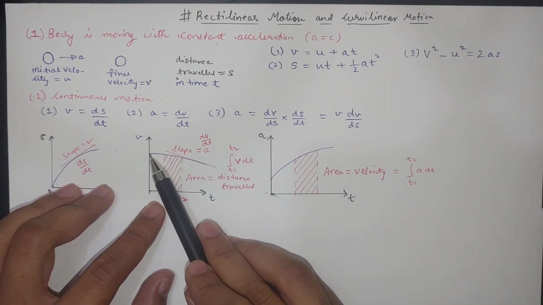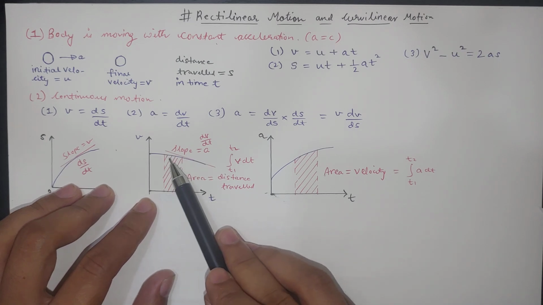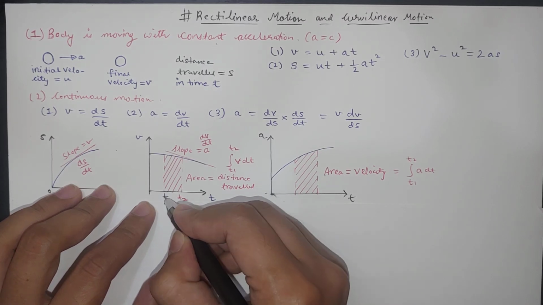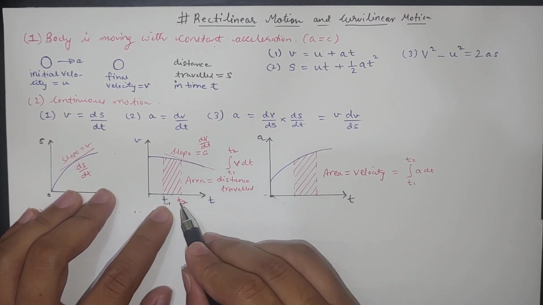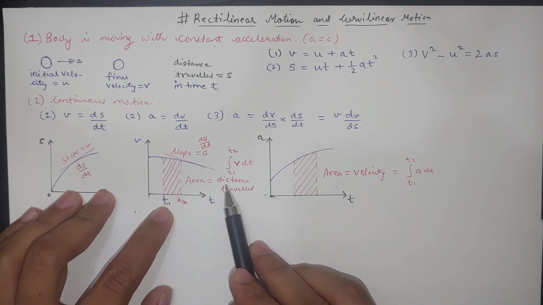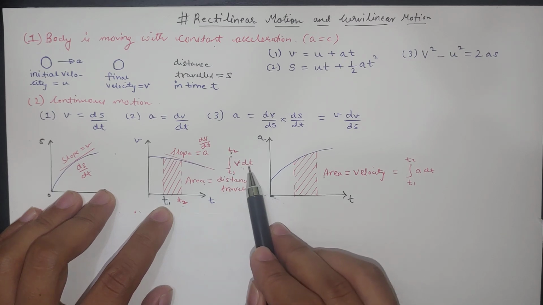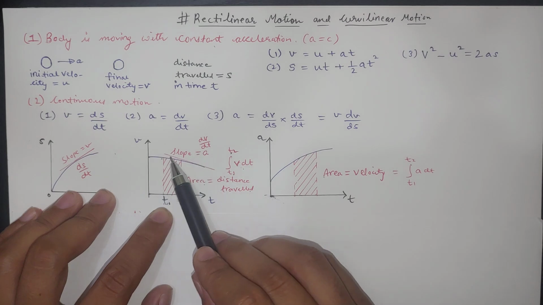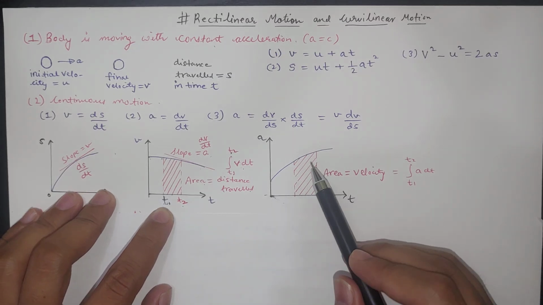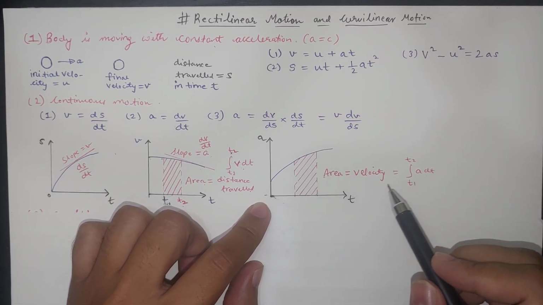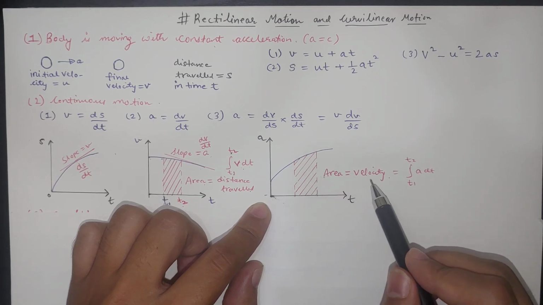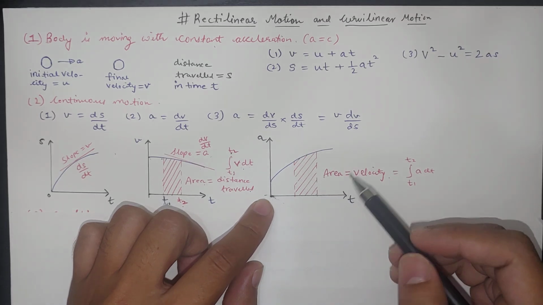Here this blue color line is the velocity versus time line, and the area under the curve from t1 to t2 gives the distance traveled. Integration t1 to t2 v dt will be distance traveled, and the slope of this curve will give the acceleration. dv by dt is the acceleration. And in the at diagram, if we take the area under the curve, we will get the velocity, because integration a dt from t1 to t2 will give the area, which is the velocity change.